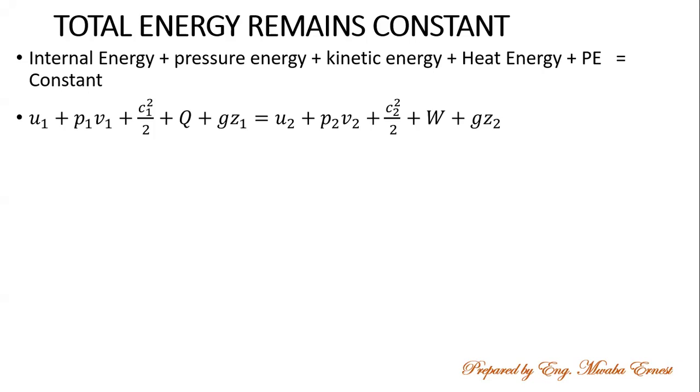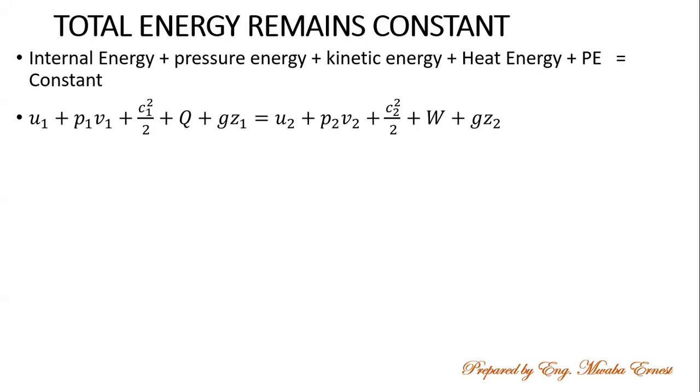Heat energy is represented by letter Q. This is the one we have here. Potential energy, we know that the formula for potential energy is mgh. We don't want to use h because it will be confused with another factor we'll soon look at. So that's why the formula simplifies to gz1.